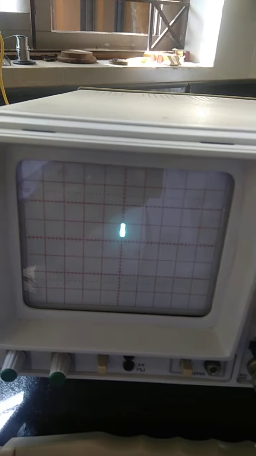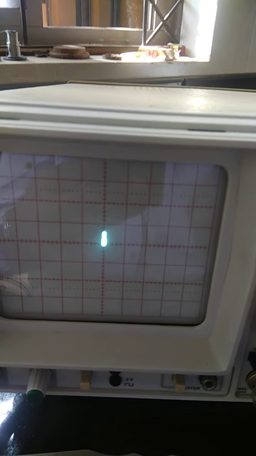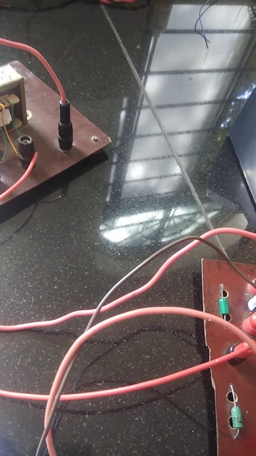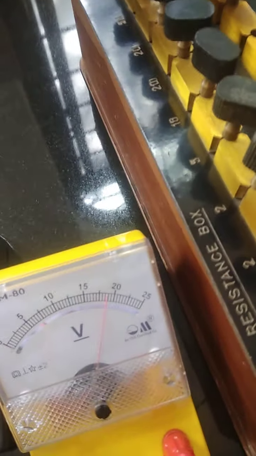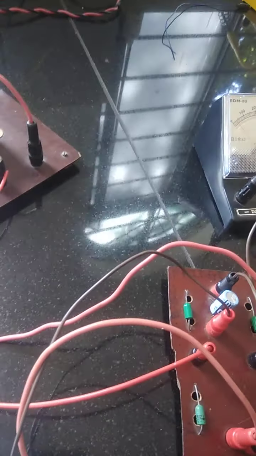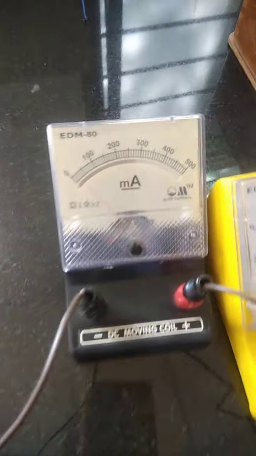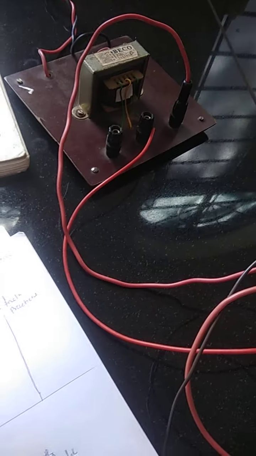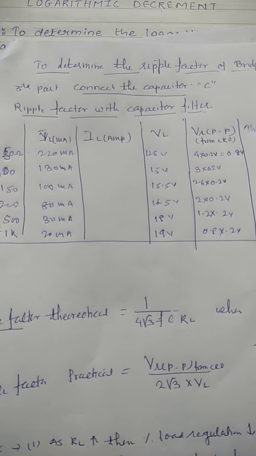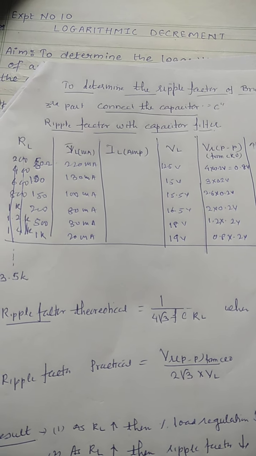You can see this has drastically reduced, it is around 0.8 into 0.2 volt. Voltage is around 19 volt, and current is around 20 milliampere. So these are the readings we have taken. You can see here, these are the readings we have taken.